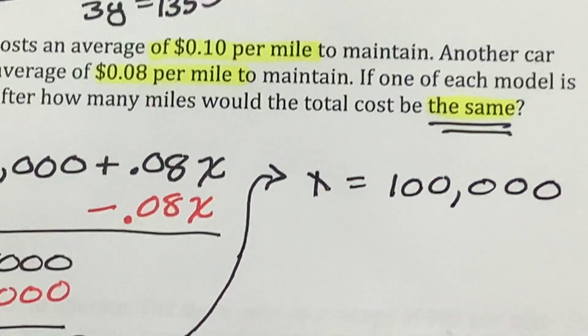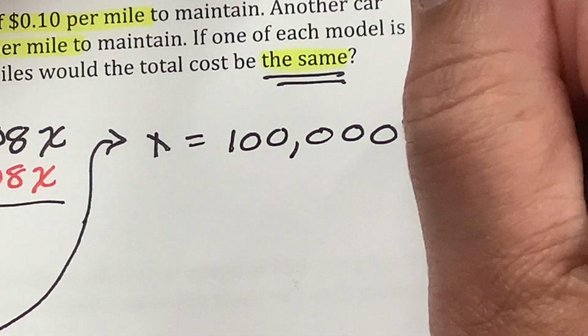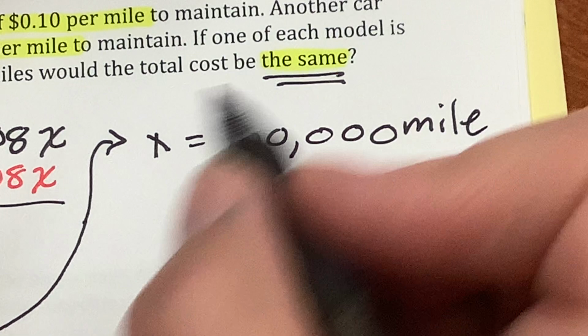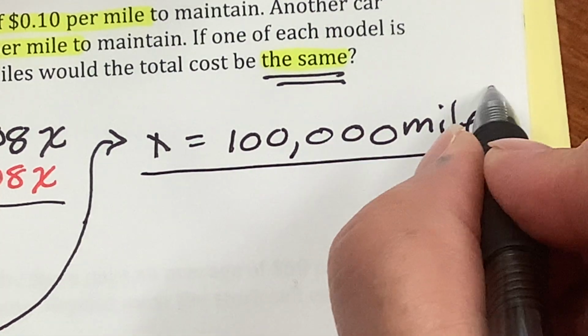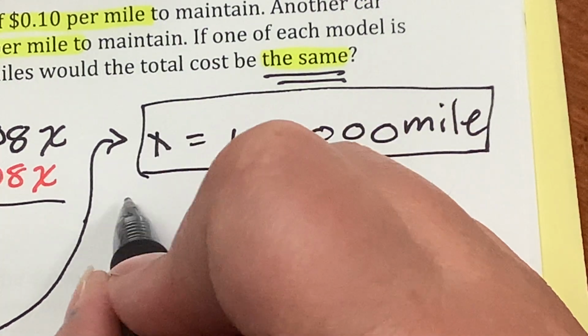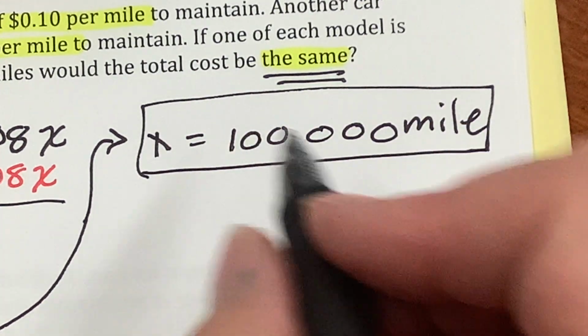And it's 100,000 miles because it said when will the miles be the same? And we started with let x equal miles. Let's put a little box around that because that's part of the answer. And then you have to write a sentence because you always have to write the sentence.